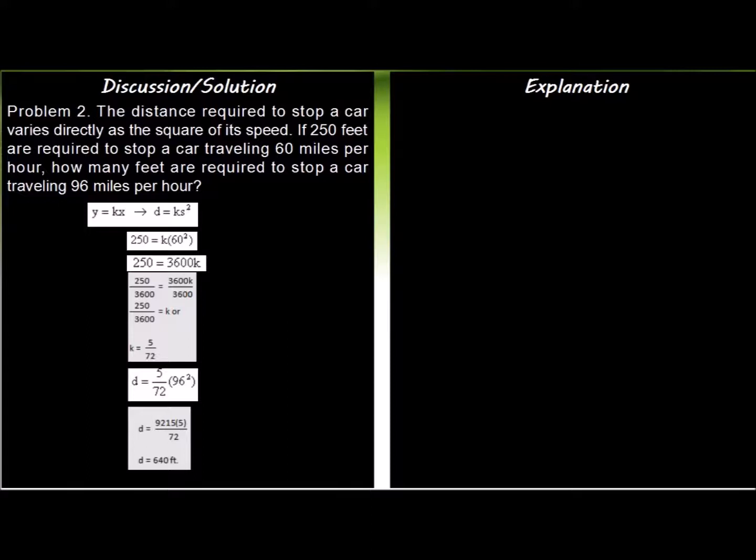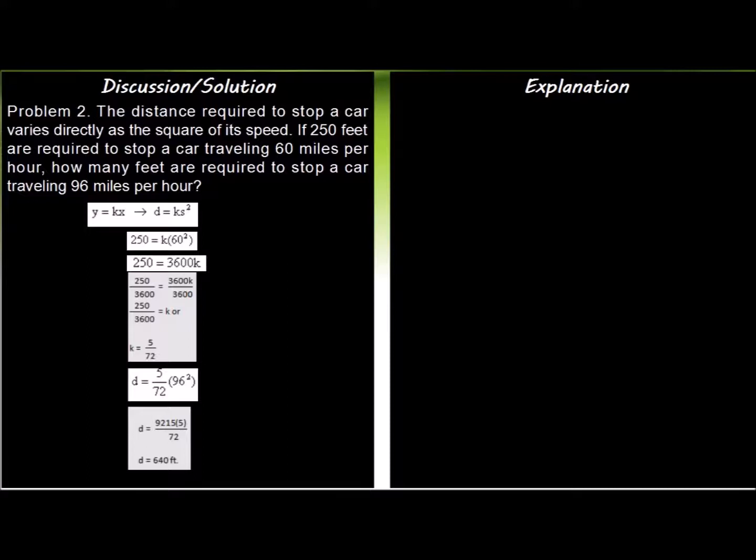The formula is D is equal to K S squared. So substitute the given, we have 250 equals K times 60 squared. And 250 is equal to 3,600 K. Isolate K by dividing both sides of the equation by 3,600 to get the value of K, which is in lowest term, equal to 5 over 72.